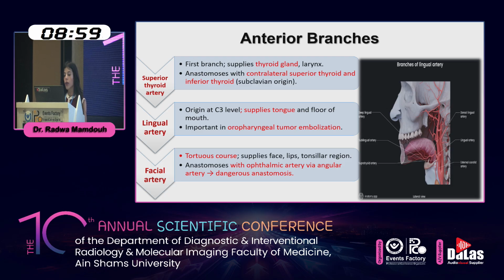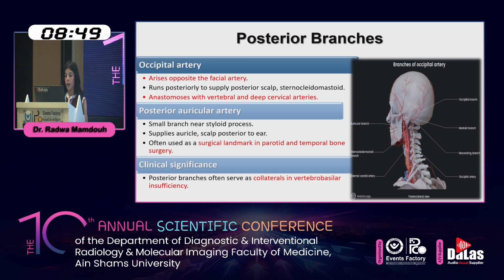The facial artery, well known for its tortuous course, anastomoses with the ophthalmic artery via the angular artery, which is one of the most dangerous anastomoses of the external and the internal systems. The posterior branches include the occipital artery, which arises opposite to the facial artery, and anastomoses with the vertebral and deep cervical arteries.